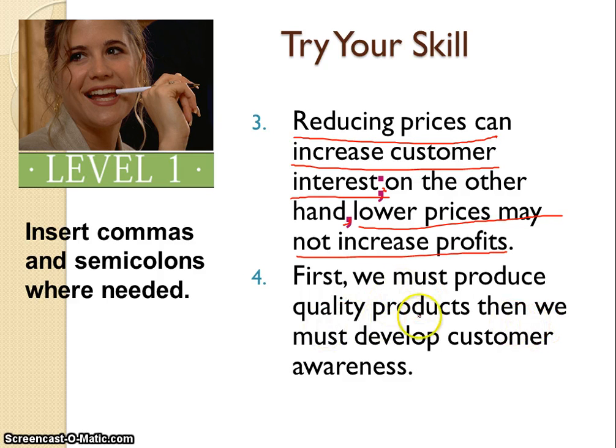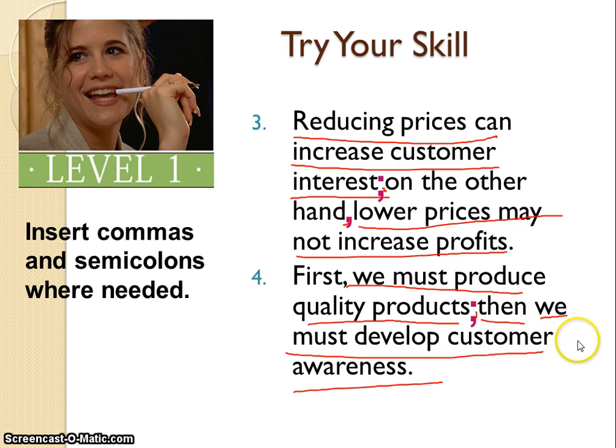First, we must produce quality products, then we must develop customer awareness. Okay, we must produce quality products. That's one independent clause. And then we have we must develop customer awareness. That's another independent clause. So we're going to use a conjunctive adverb here, which is then. We need to put our semicolon here, but do we need a comma? No, because it's only one syllable. So we just need our semicolon there.